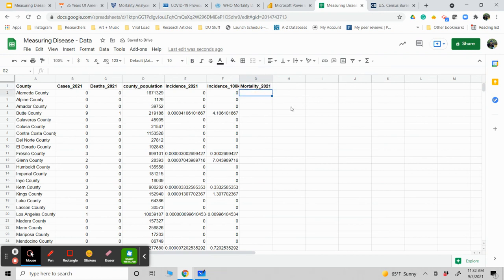If we want to understand the mortality rate, similar approach. Start with an equation. Equals, and this time instead of number of cases, number of deaths is my numerator, divided by the size of the population. This gives me my mortality rate. Now again, I can turn this into a little bit of a friendlier number. Equals.